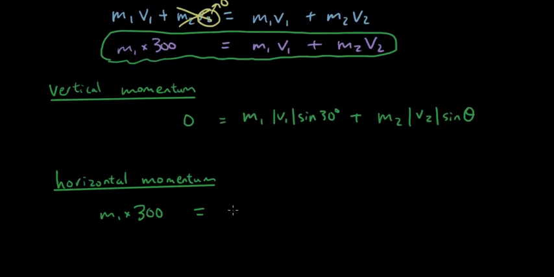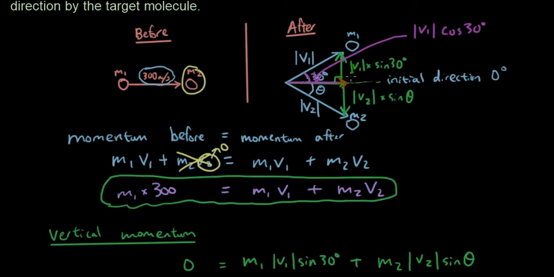Right, so it's going to be m1 times v1 cos 30, because momentum is mass times velocity, plus m2 times v2 cos theta, because the horizontal component of the second molecule's velocity is cos theta times this speed, this velocity vector.